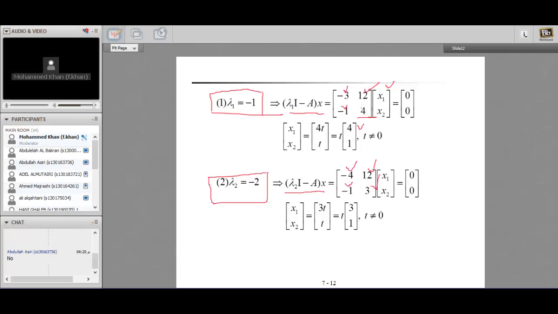So x1 and x2 equal to 0. Again, the rank of this matrix is 1, so we choose any one row, either row 1 or row 2. We write 3t and t, with t outside. So (3, 1) is the eigenvector of this matrix. Hopefully you understand the concepts of eigenvalues and eigenvectors. If you have any confusion, then ask me.